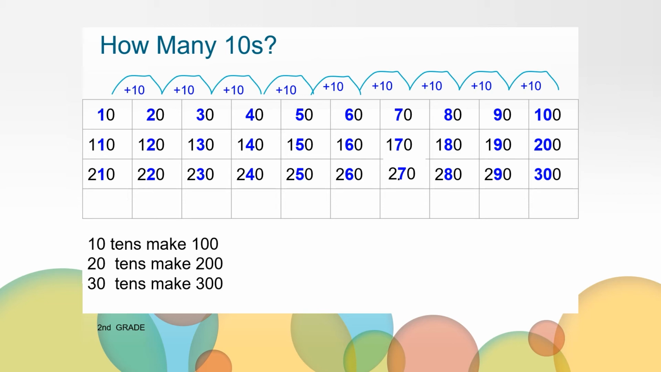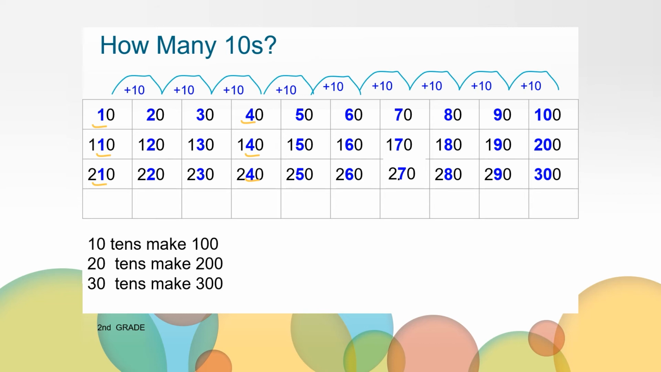All of the numbers in the first column have a 1 in the tens place. 10, 110, 210. All of the numbers in the fourth column have a 4 in the tens place. 40, 140, 240. Each column has its own pattern for the tens place.